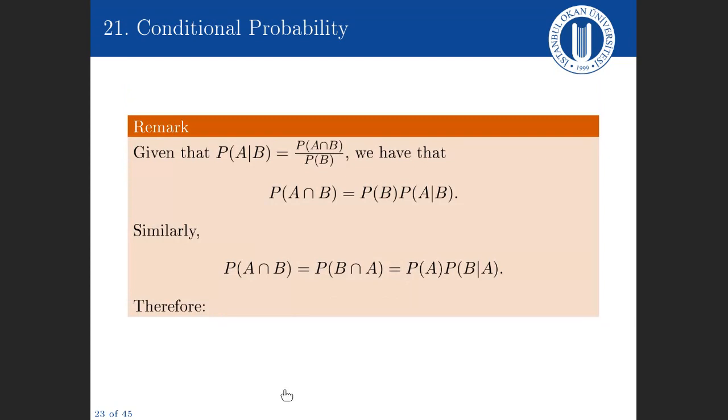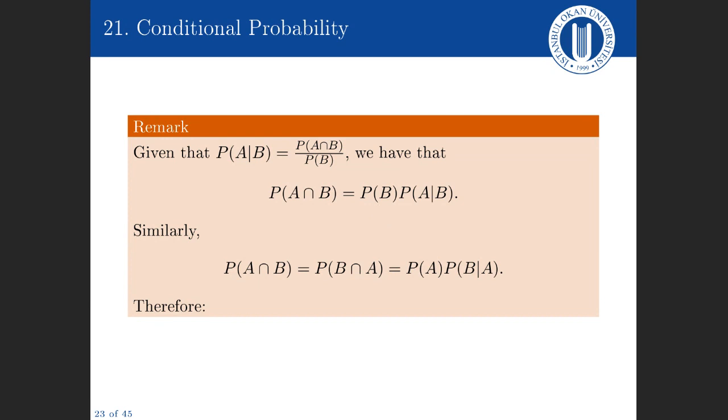Now, before we go on, we're using the formula: the probability of A given B is the probability of A intersection B divided by the probability of B. Multiply both sides by the probability of B and then swap them around. This is the same as saying that the probability of A intersection B is equal to the probability of B multiplied by the probability of A given B.